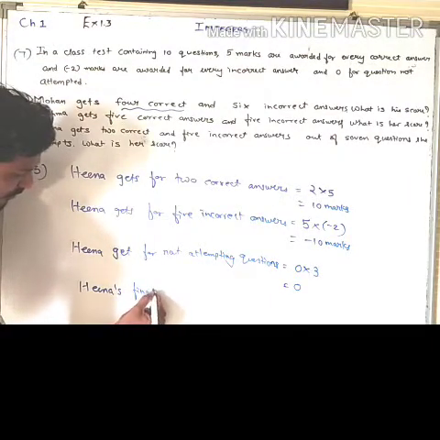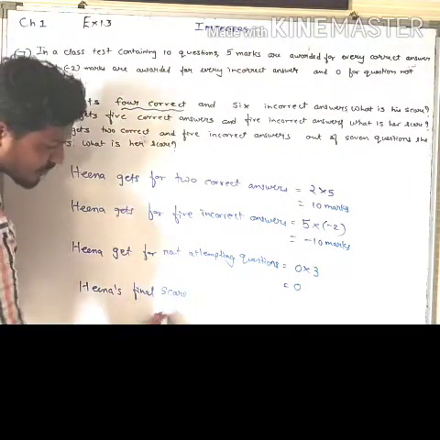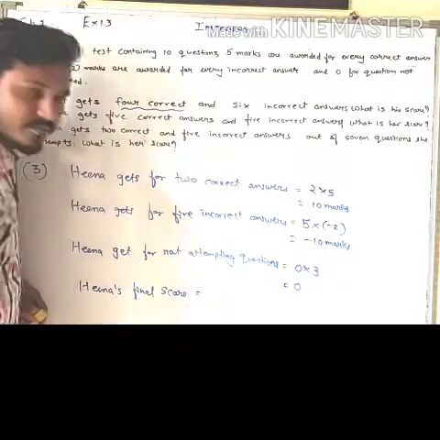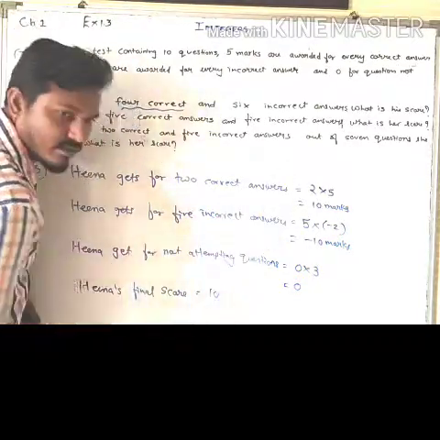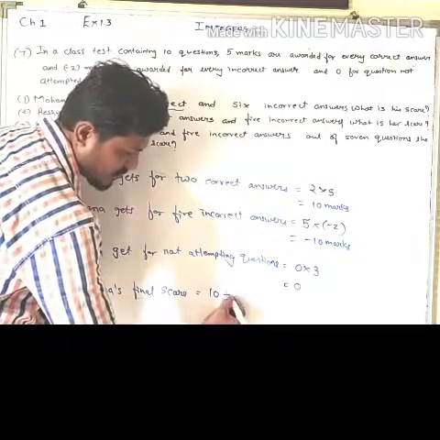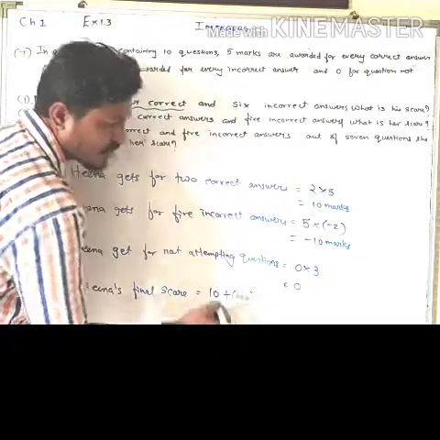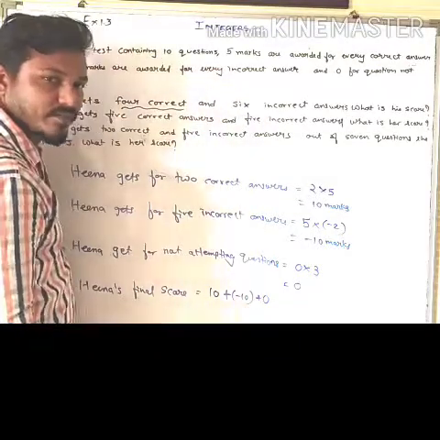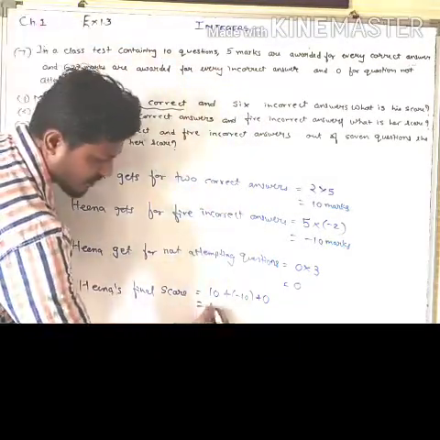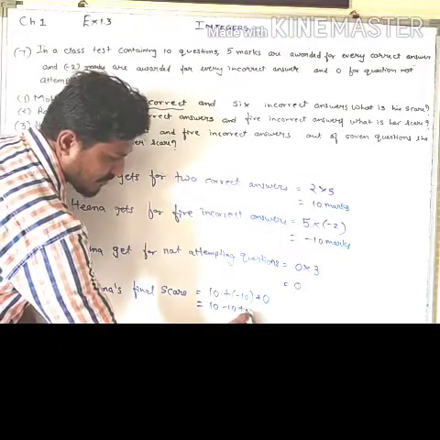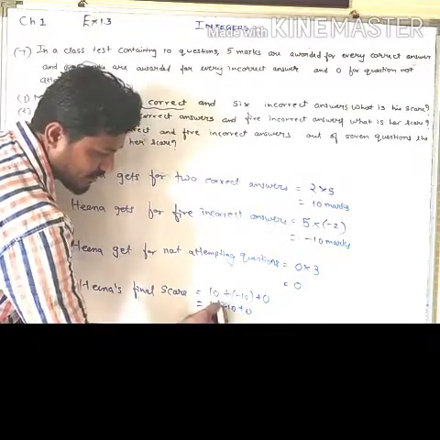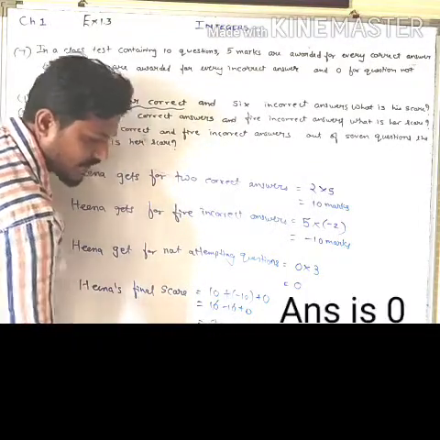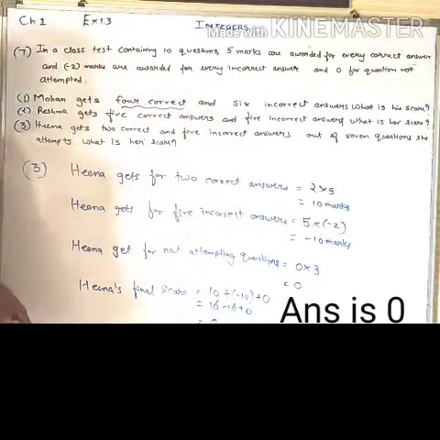Hina's final score equals to 10 marks for giving correct answers, negative 10 marks for giving incorrect answers, and 0 for not attempting. So what is the final score? 10 minus 10 plus 0. 0 has no value. 10 minus 10. So her final score is 0 marks.